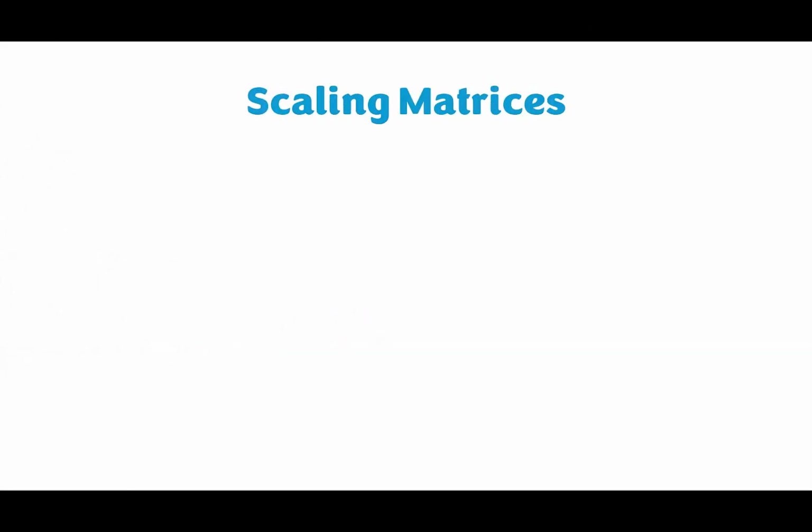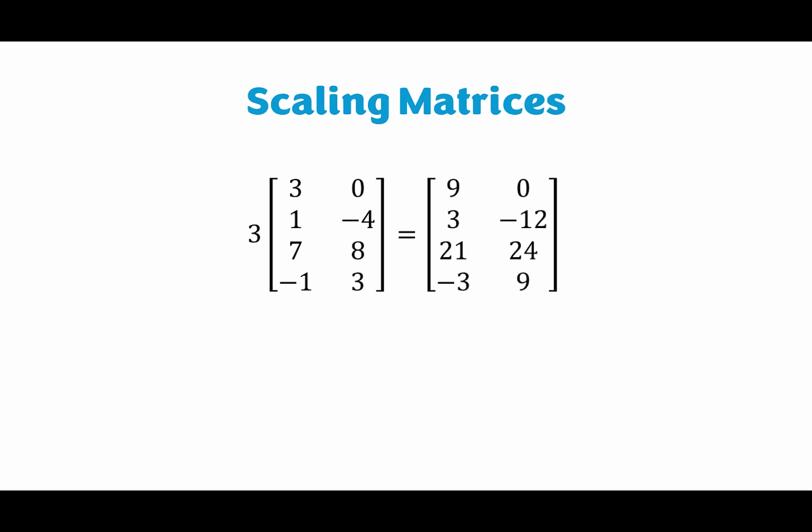We can scale matrices. So here's an example of multiplying a matrix by 3. And what we do, or what we really define it to be, is scale each element in the matrix by 3. And so this is what we would get by our definition of scaling a matrix.